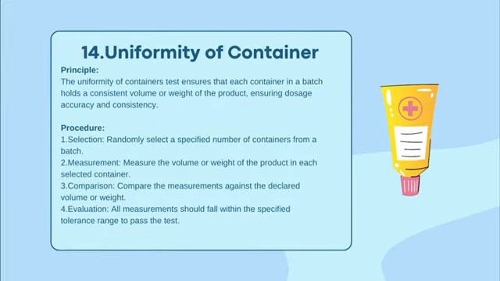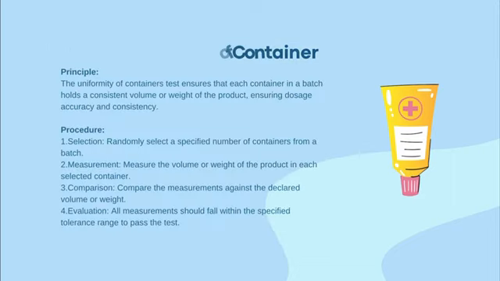14. Uniformity of container. Principle: the uniformity of containers test ensures that each container in a batch holds a consistent volume or weight of the product, ensuring dosage accuracy and consistency. Procedure: 1. Selection. Randomly select a specified number of containers from a batch. 2. Measurement. Measure the volume or weight of the product in each selected container. 3. Comparison. Compare the measurements against the declared volume or weight. 4. Evaluation. All measurements should fall within the specified tolerance range to pass the test.